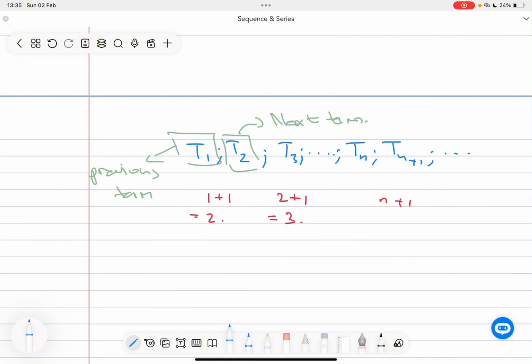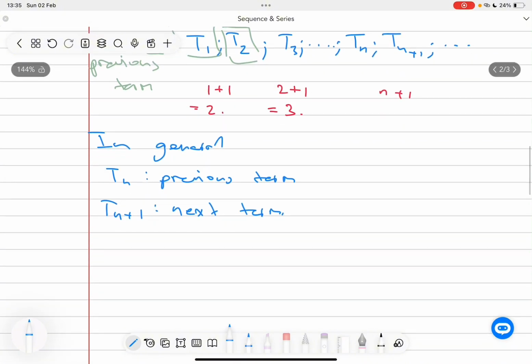It is then important to notice that in this arrangement, we call this the previous term and this the next term. And this can be a general way of representing the previous term and the next term. So I can conclude to say, in general, when you have Tn, you can say it is the previous term and Tn plus 1 is the next term.